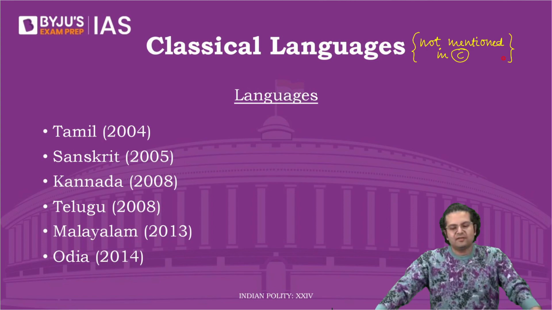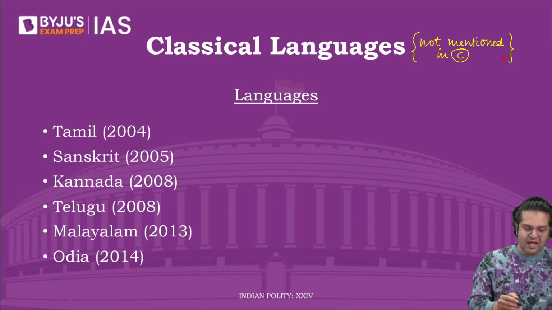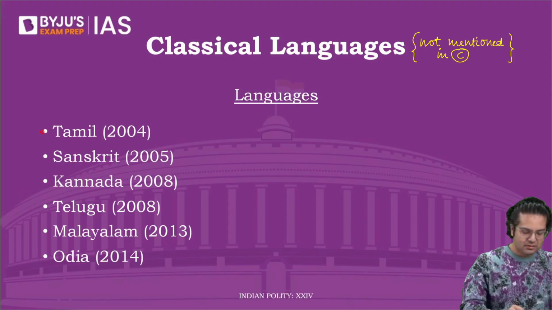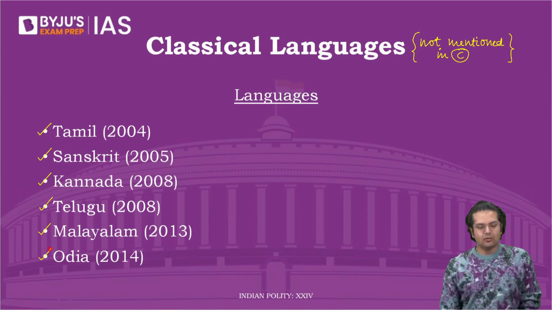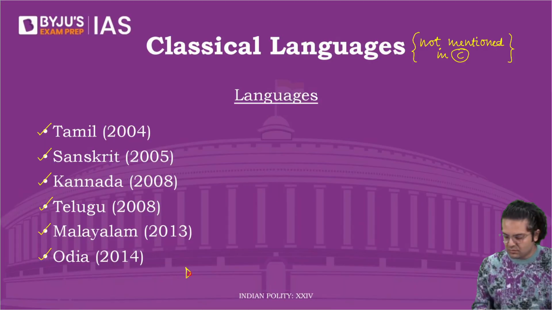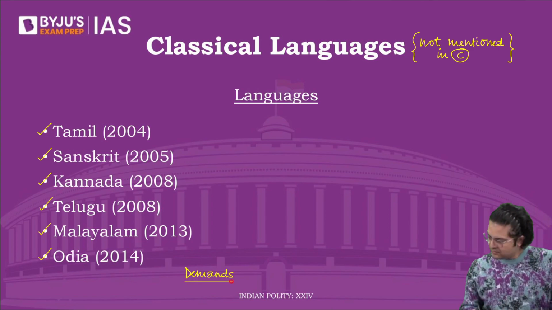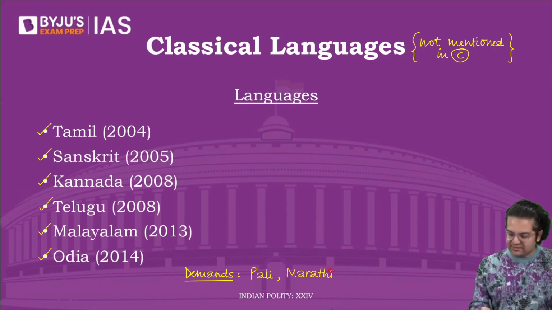Now, as far as these languages are concerned, in our country, 6 languages have been given the status of classical language. These 6. Originally Tamil, then Sanskrit, then Kannada, then Telugu, Malayalam, and Odia. And we have some demands also. There are some pending demands like Pali and Marathi.